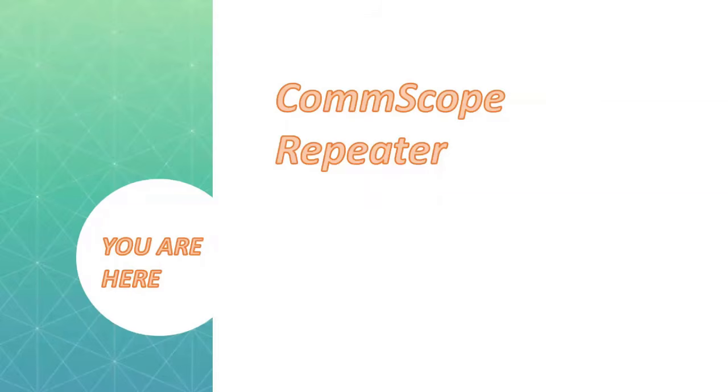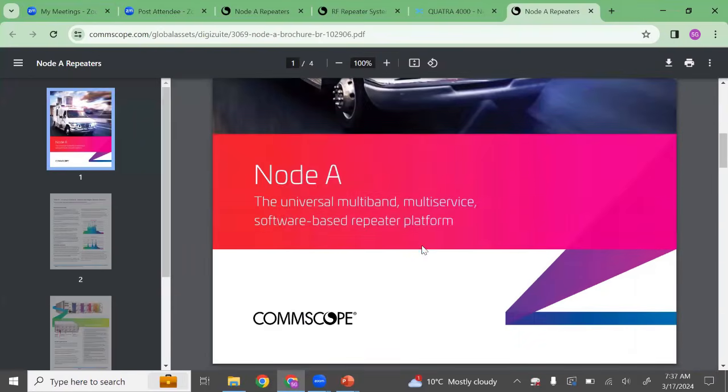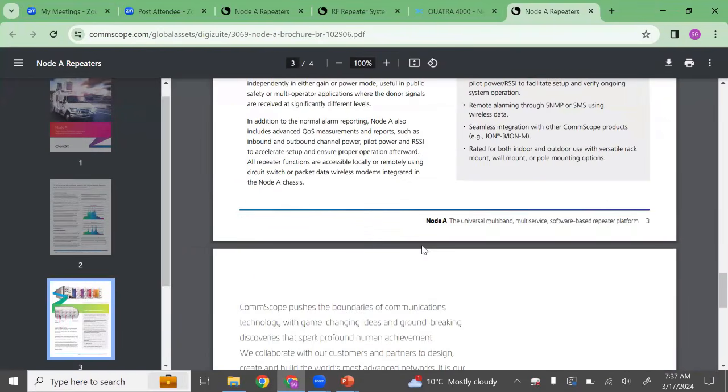Let's talk about some of the vendors used for repeaters. The number one vendor is CommScope repeater, right? So let's talk about CommScope repeater. All this information is available on their website as well. If you click on this link, you can see all this information on their website.